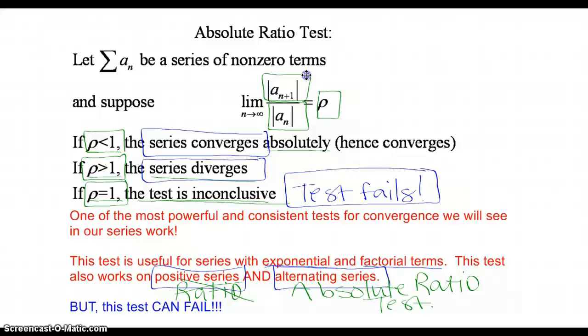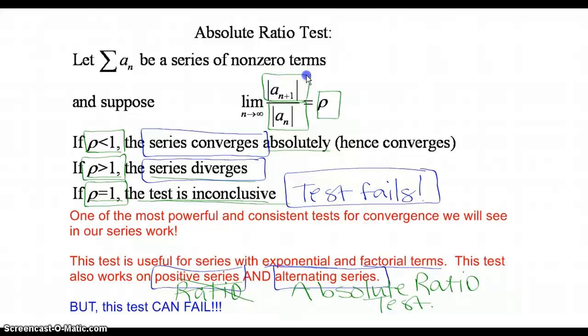So I just teach this one test. It's the absolute ratio test. It's the only ratio test we have to learn. It's the only one we'll be using. So never forget to put your absolute value bars on your nth and your n plus first term. But the biggest kicker here is this test can fail. If it fails, then we have to fall back on all the other tests that we know.